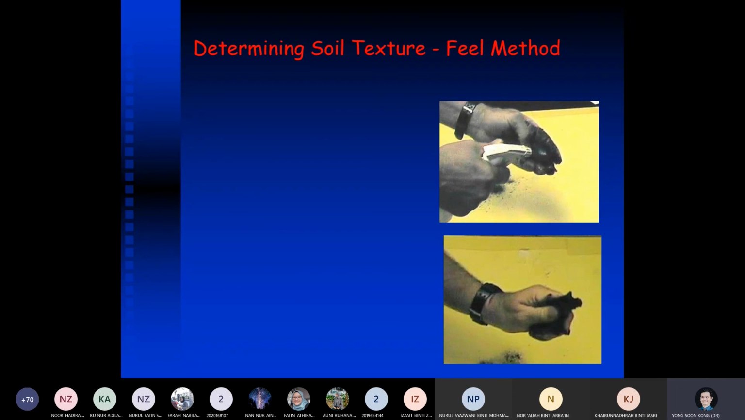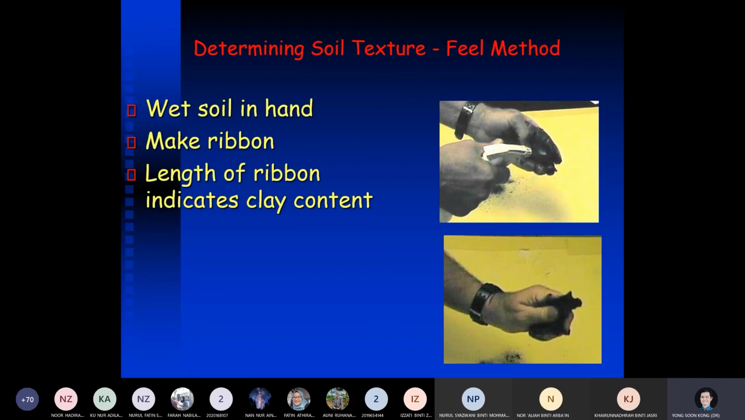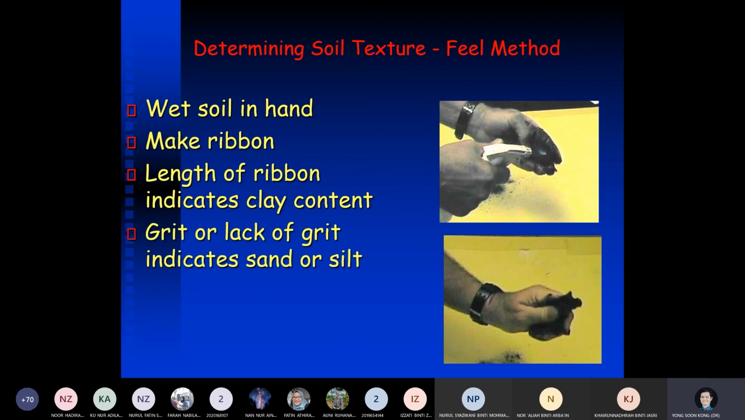You take a little bit of soil, spray a little bit of water. Well, they didn't say what water. So if you want to use any liquid, any fluid, you also can. If you don't have fluid, but make sure it's hygienic enough. So wet the soil, make a ribbon, see how long it can go, and then feel how gritty it is. Then you probably have some idea what texture this is.